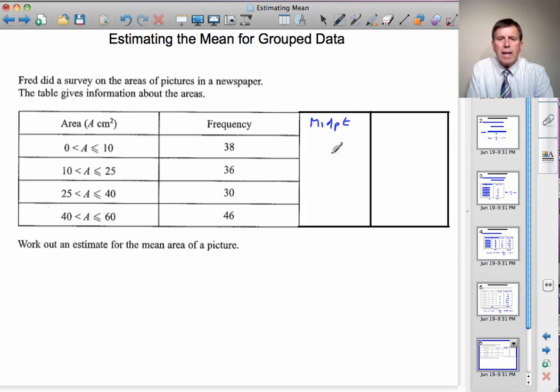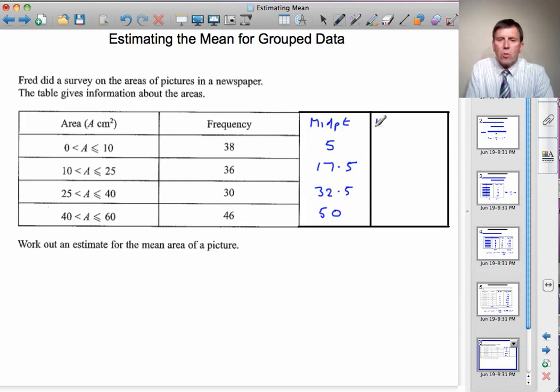Halfway between 0 and 10 is 5. What about halfway between 10 and 25? Well, it's the average of 10 and 25. Add them together and divide by 2. 10 add 25 is 35. What's half of 35? 17.5. Halfway between 25 and 40, add them together. 40 plus 25 is 65. Half it, 32.5. So the midpoint is 32.5. Halfway between 40 and 60, that's more straightforward, that's just 50.